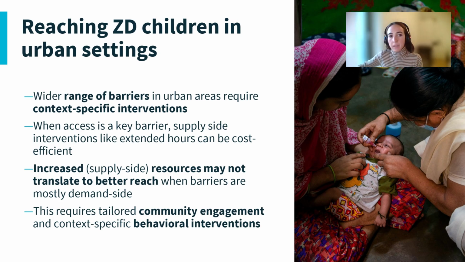So, for example, in areas where access is the key barrier to getting children vaccinated, then supply-side interventions like adding additional outreach sessions or extending facility hours can reach more children at a relatively low cost. While in settings where barriers are mostly demand-side, increasing resources to just strengthen and boost service delivery will likely not translate into better reach of children, and it might also result in higher costs.